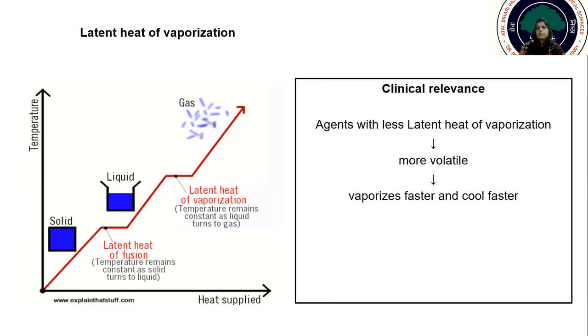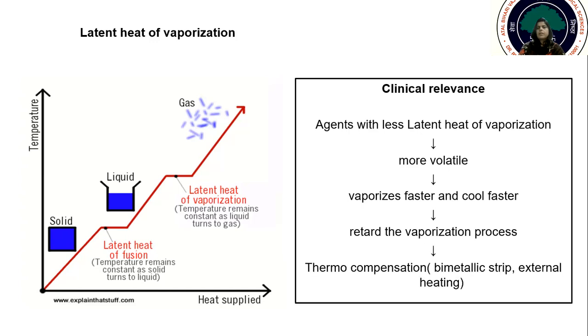Why will they cool faster? Because the heat is extracted nowhere other than the liquid itself. Then it will ultimately lead to retardation of the vaporization process. That is why the need arises of thermocompensation inside the vaporizer vessel. It could be in the form of bimetallic strip, metal rod, or external heating. This only will help to maintain the constant vaporizer output.